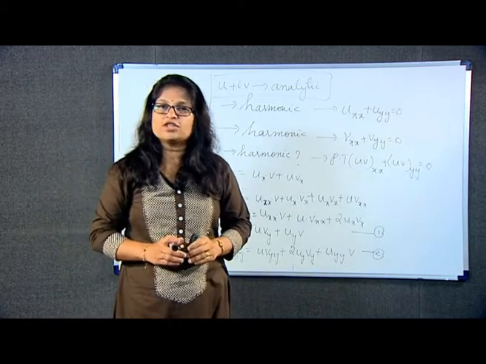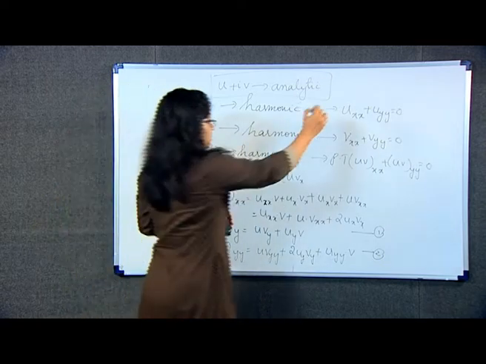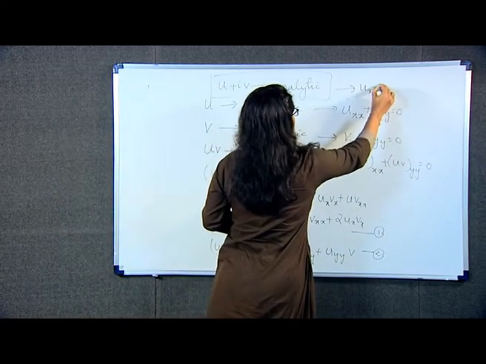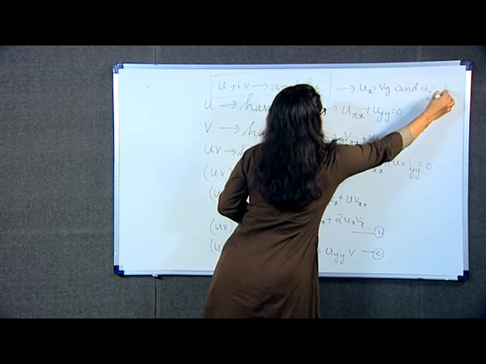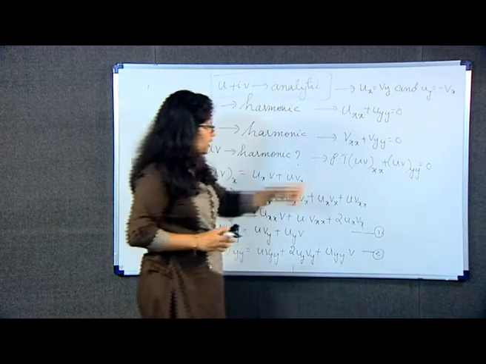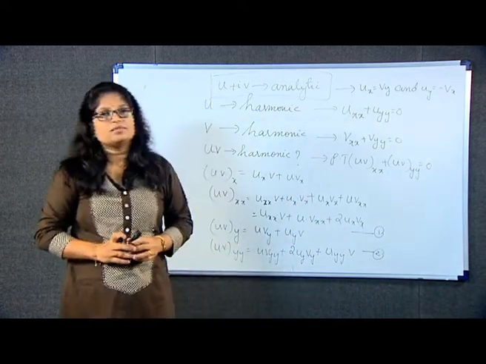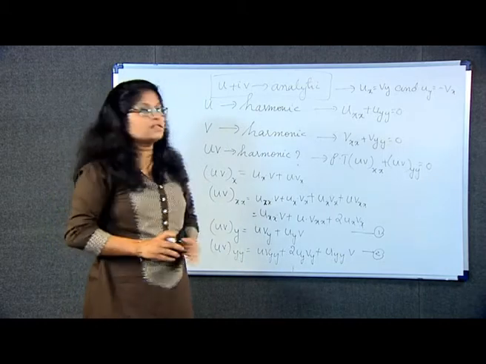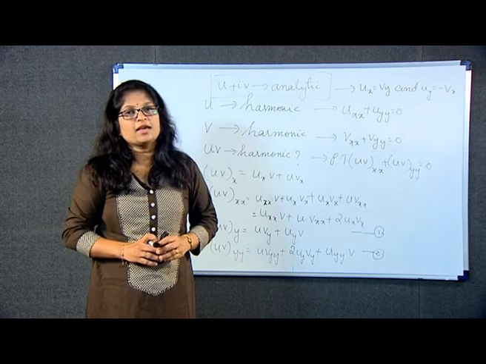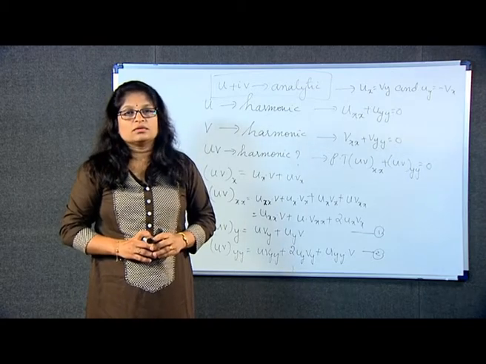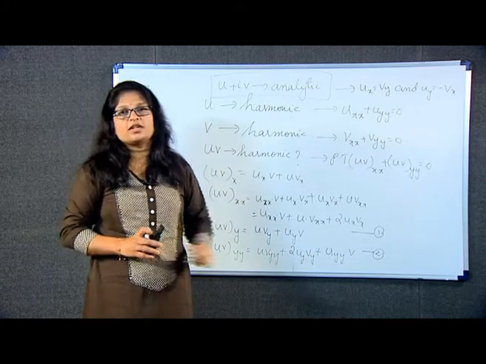So, whenever my function u plus iv is analytic, your CR equations hold. That means ux is equal to vy and uy is equal to minus vx. So, this will ensure that 2 times ux vx and 2 times uy vy becomes 0. If I add the left hand side, the right hand side becomes 0, that means uv also satisfies the Laplace equation.